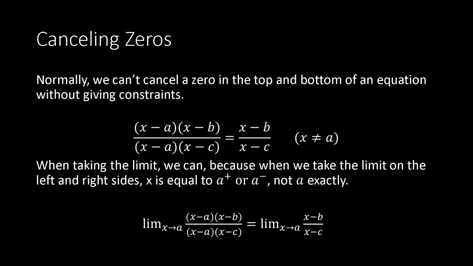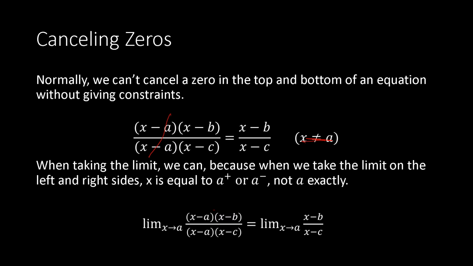Okay, canceling zeros. Normally, we can't cancel a 0 in the top and bottom of an equation without giving constraints. So in this case, if we wanted to cancel x minus a over x minus a, we have to specify that x is not equal to a. Because if x were equal to a, then we'd be canceling 0 over 0, which doesn't make any sense. However, when we're taking the limit, we will have to cancel this x minus a over x minus a. So how are we able to do this?